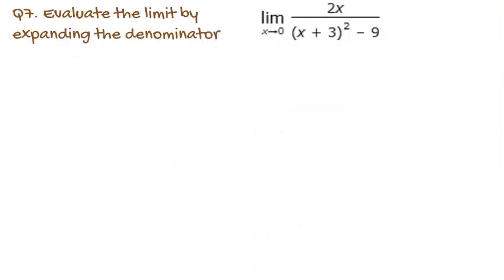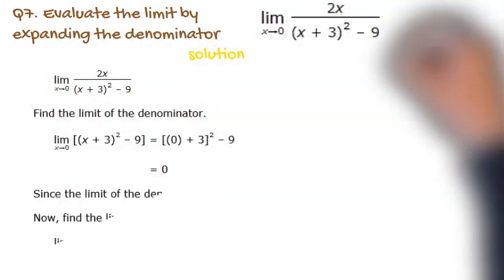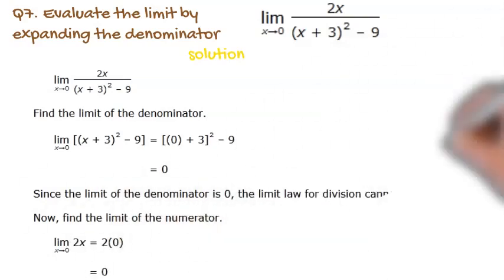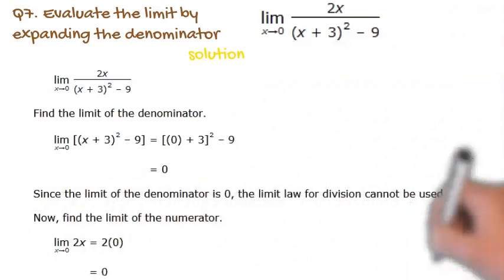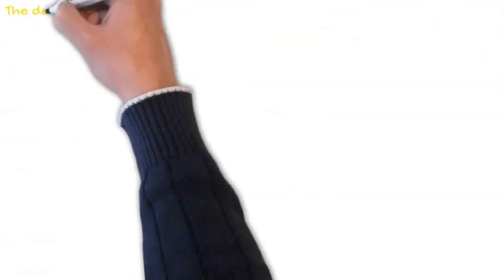Evaluate the limit by expanding the denominator. First, see if the limit law for division can be used to evaluate the limit, and find the limit of the denominator. Since the limits of the numerator and denominator are both 0, try to find expressions to cancel.